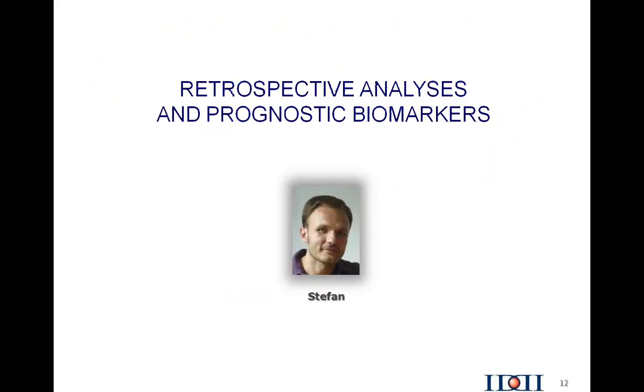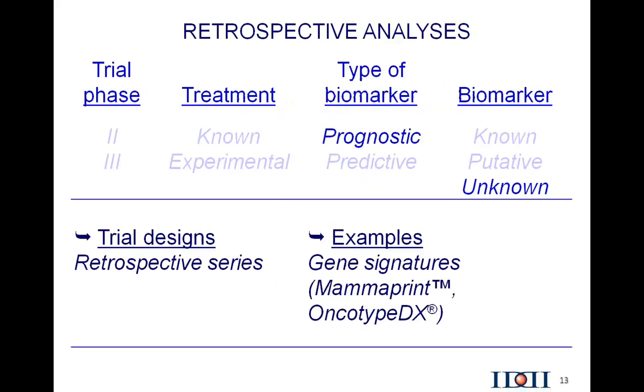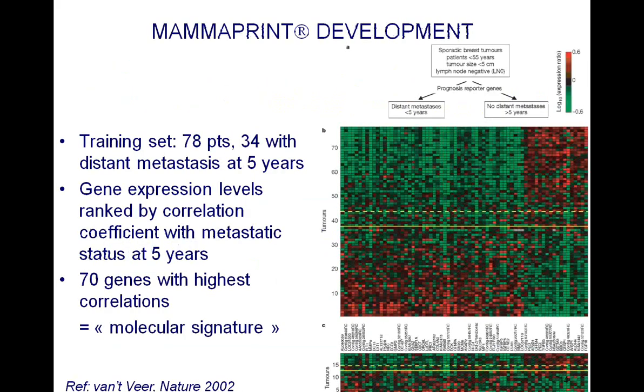So Stefan, who's now hopefully still in Frankfurt, bound by the snow, was supposed to talk about retrospective analyses and prognostic biomarkers. So I'm going to cover his part of the talk and begin with prognostic biomarkers and give you the example of gene signatures.